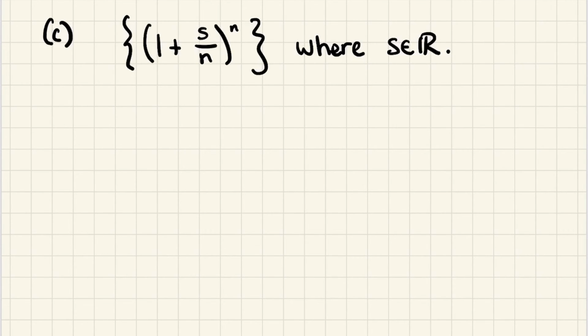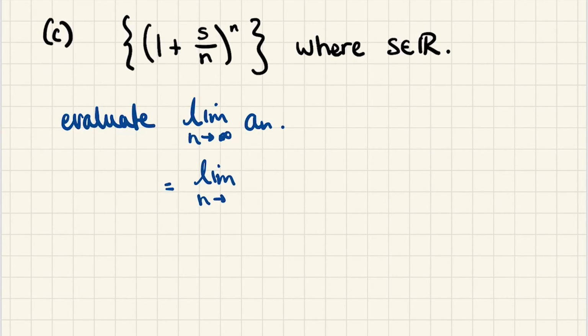Okay, so here we have another sequence and same imperative. We are going to determine whether or not the sequence converges. If it converges, we will write down its limit. So in order to do that, we will evaluate the limit as n approaches infinity of a_n. So this limit is the limit as n approaches infinity of (1 plus s over n) to the n.